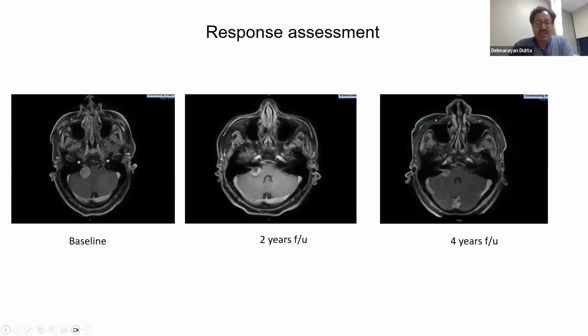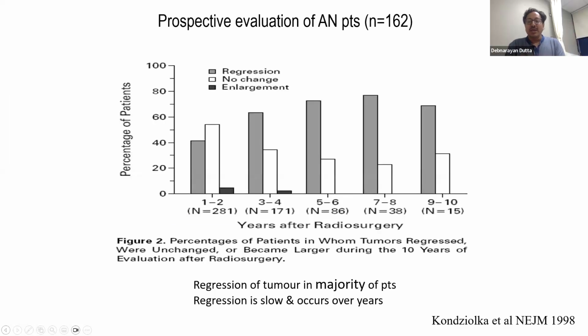Like this, if you see an acoustic schwannoma, there's a baseline, then at 2 years there is a central necrosis. It may not have shrunk in size, but there is central necrosis. At 4 years, we can see it. So benign tumors need a longer period of time to shrink.